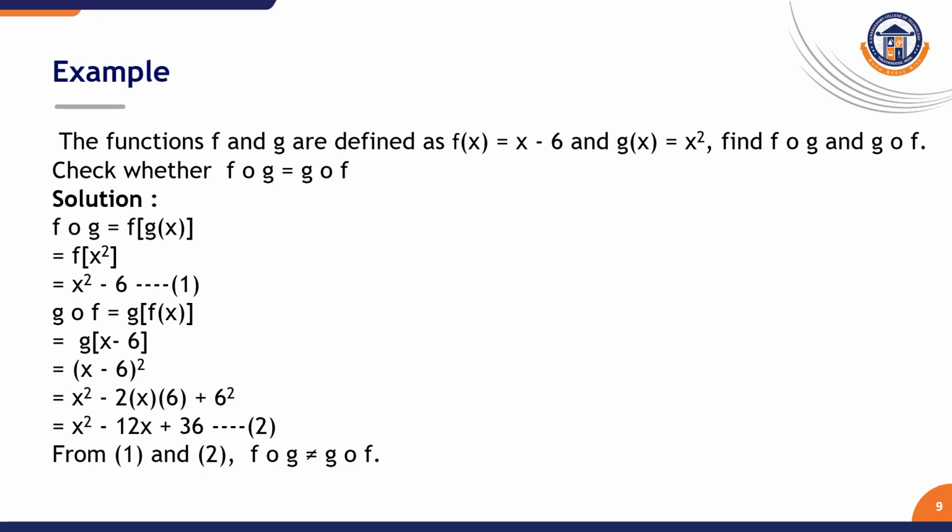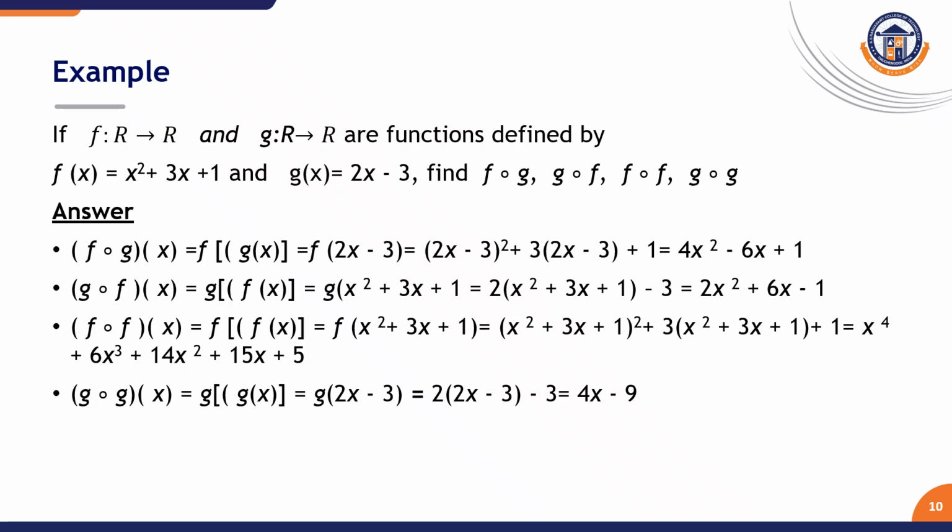Next, I'll write g composite f. g composite f can be written as g(f(x)), that is g(x - 6) by the definition of f, that is (x - 6)². So it is nothing but x² - 12x + 36. From equations 1 and 2, we can see that f composite g is not equal to g composite f. Now let us see another example.